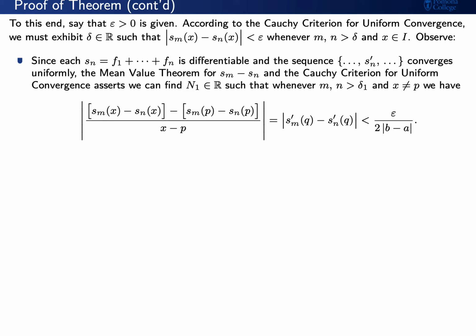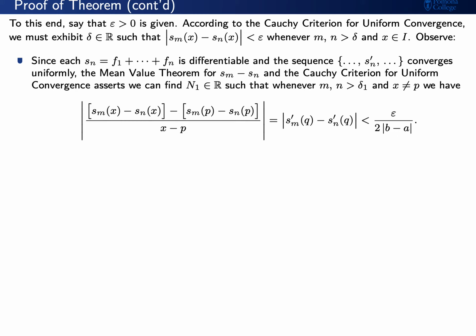What's happening here is inside of the absolute value, we can rearrange the terms to see that we have Sm of x minus Sm of p divided by x minus p. This will be equal to Sm prime of q for some q between x and p. Similarly, we'll have Sn of x minus Sn of p divided by x minus p. This will be equal to Sn prime of q for some q between x and p.